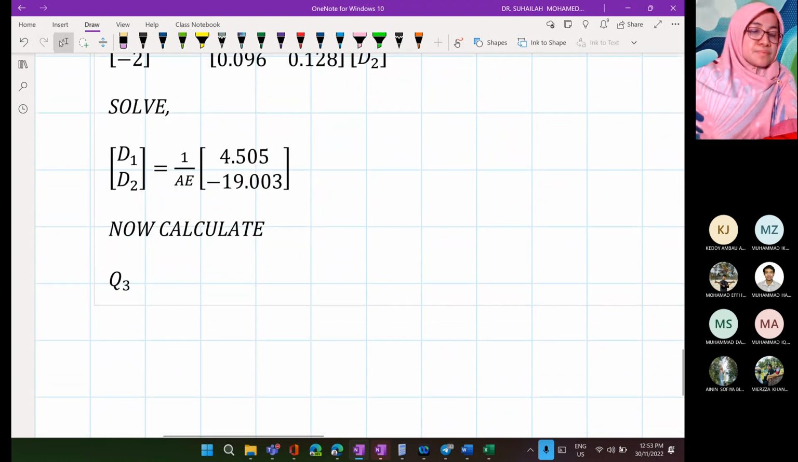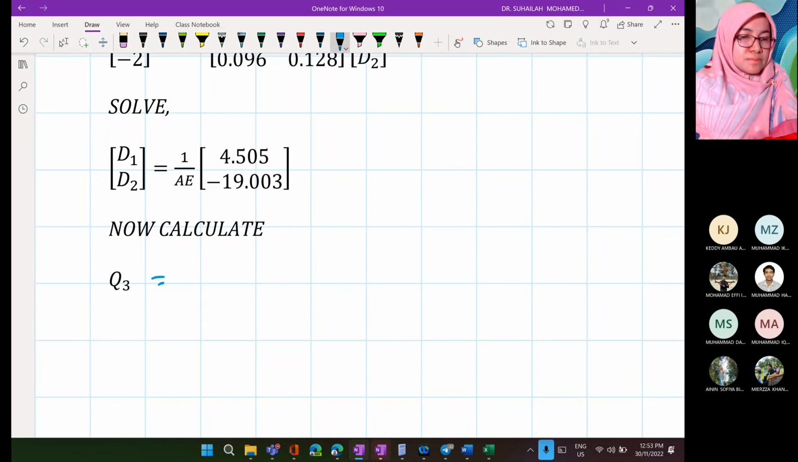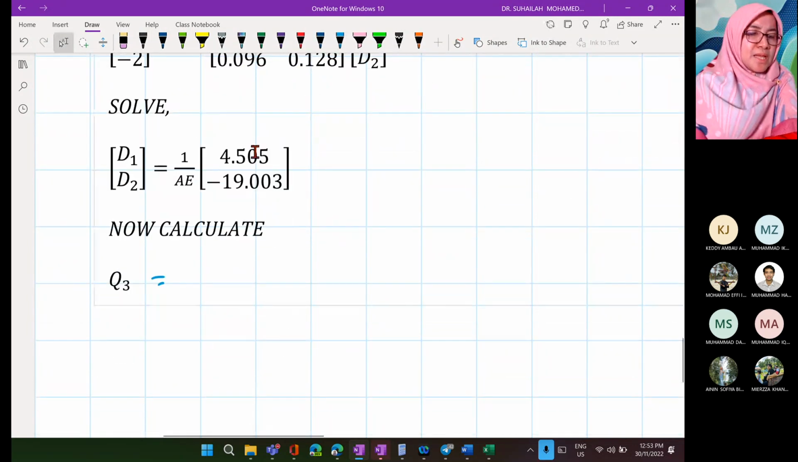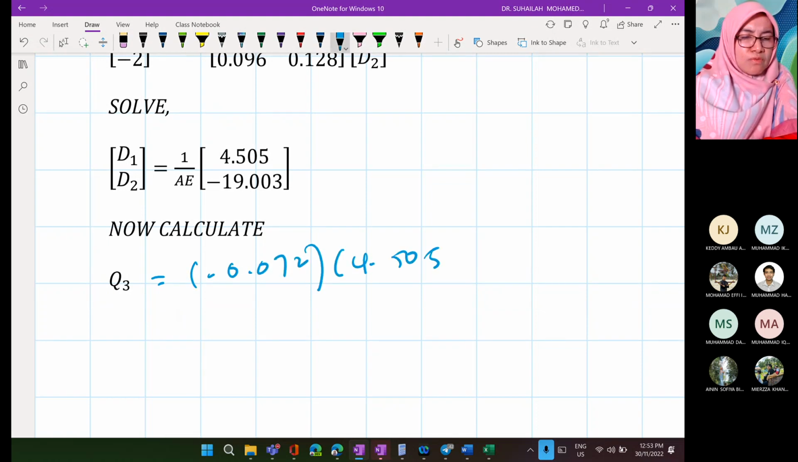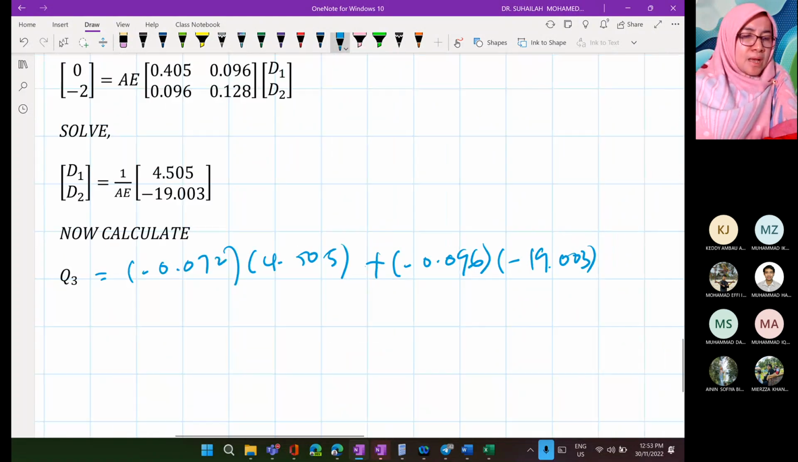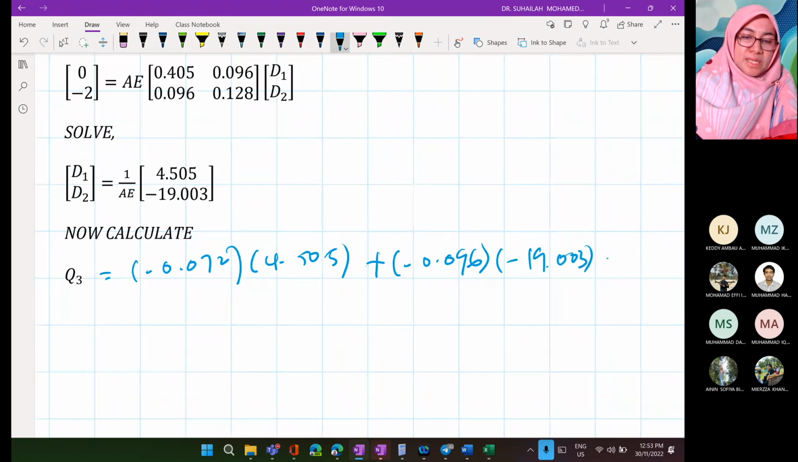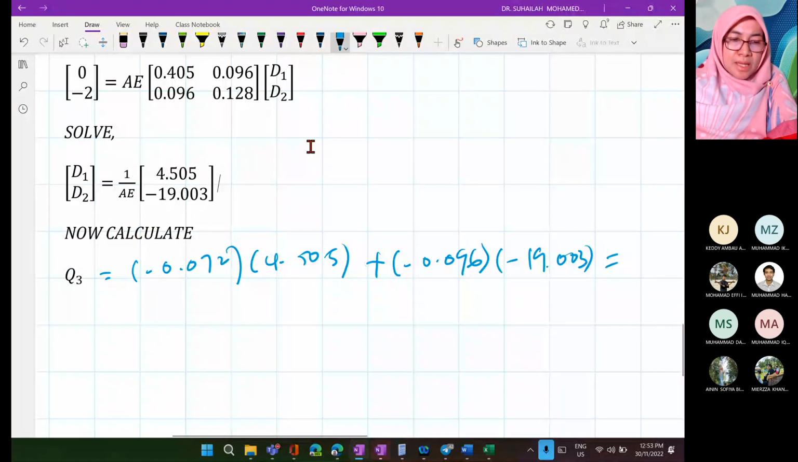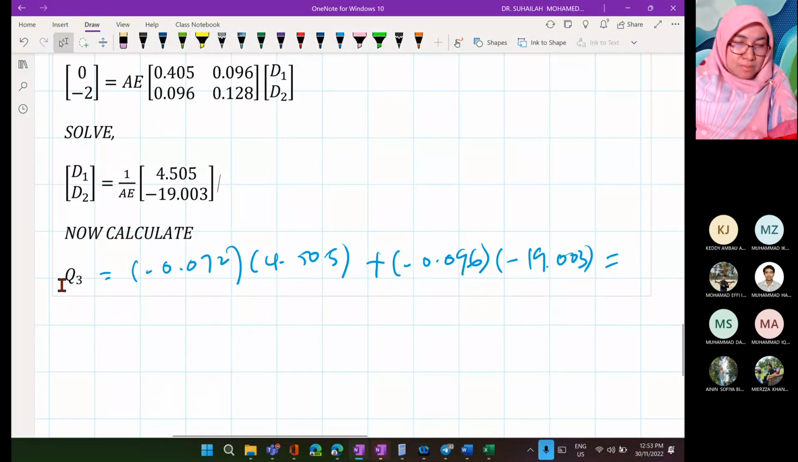So what do you get for Q3? Q3, it is negative 0.072 times with 4.505 plus negative 0.096 times with negative 19.003. Okay, AE will be cancelled. So this is the answer for Q3. And we will do the same to calculate remaining Q4 until Q6.